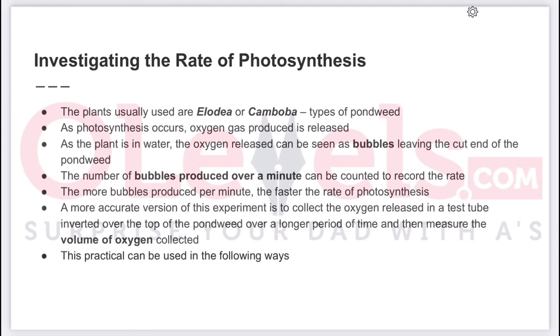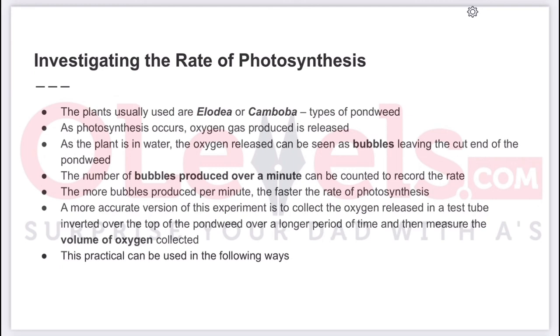As the plant is in the water, the oxygen released can be seen as bubbles leaving the cut end of the pondweed. The number of bubbles produced over a minute can be counted to record the rate. The more bubbles produced per minute, the faster the rate of photosynthesis. A more accurate version of this experiment is to collect the oxygen released in a test tube held over the top of the pondweed over a long period of time and then measure the volume of oxygen collected.